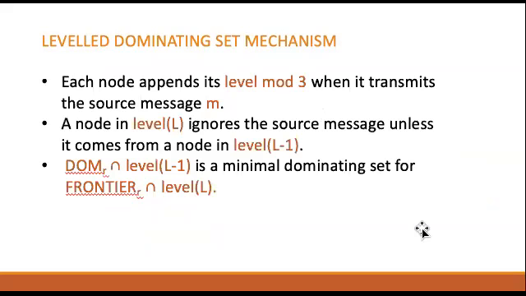To make the algorithm behave like the source eccentricity 2 case, a node in the frontier ignores a message containing M unless it comes from the level immediately before it. The labeling algorithm also ensures that the subset of DOM at some level L-1 is a minimal dominating set for the part of the frontier at the next level.